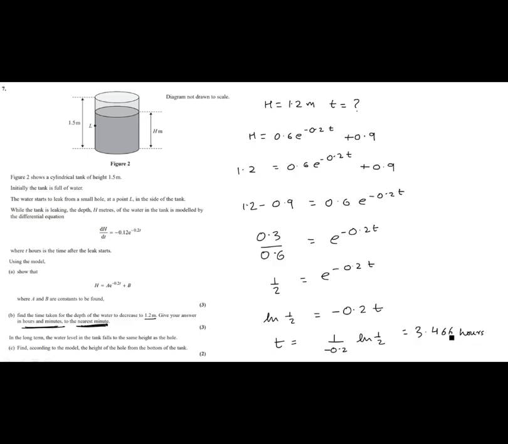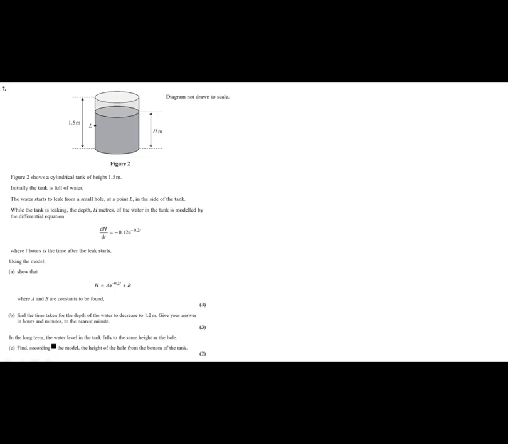hours. So we need to change this in. So you can say that 3 hours plus 0.466 hours. So 0.466, if we times it by 60, that comes out as 27.96. So 27.96 to the nearest minute will be 28 minutes. So your final answer will be 3 hours and 28 minutes for part B. Okay, we'll check the answers at the end.